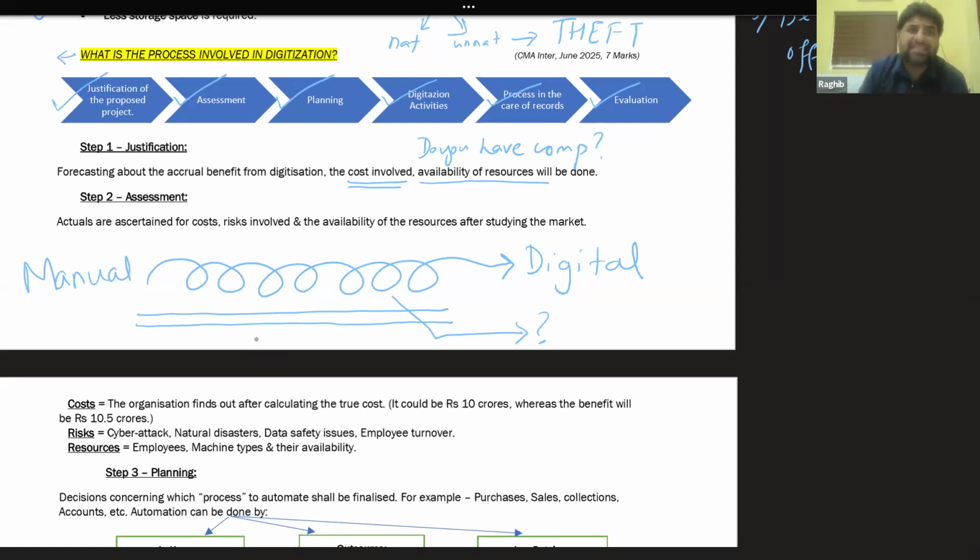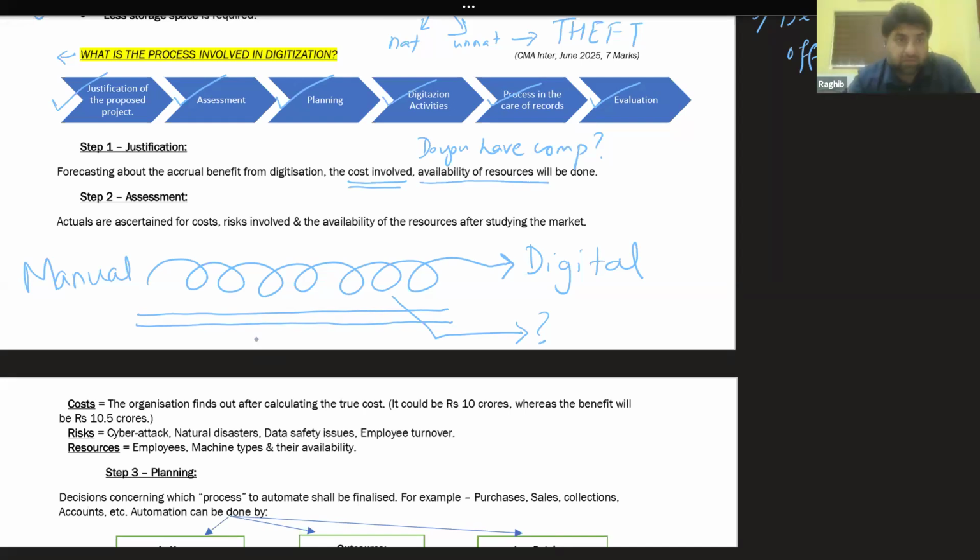Now, the second one is assessment. Assessment you can just say is a calculation process. It's not the actual thing that you are doing. It's just the calculation: if I do this, how much is the cost? If I do this, how much is the benefit per unit, per activity, per service? How much is the profit I'm going to get, how much is the benefit that I'm going to get out of it? So this is coming in the assessment stage, as we can see.